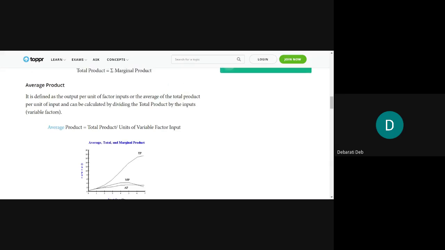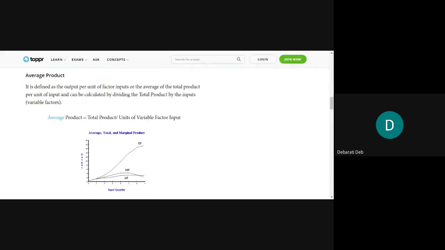Okay. The last one is average product. After defining average product, we can see all the 3 types of product in a single curve. So what is average product? Obviously, it is nothing but a division. If you divide total product by the units of the factor input, that means factors of production, not the number of units being produced. So average product is nothing but the total product divided by the units of variable factor input, not output.